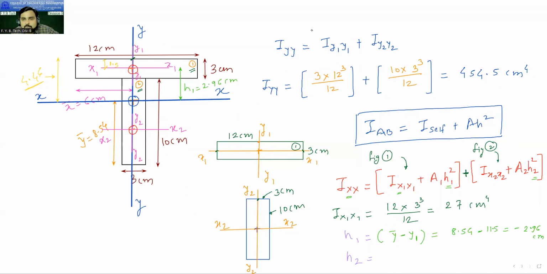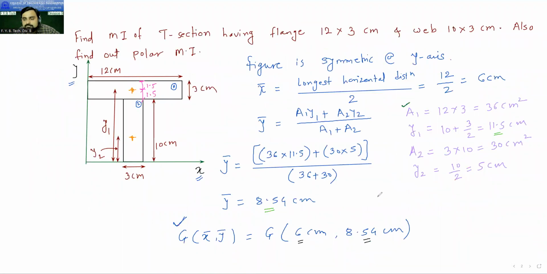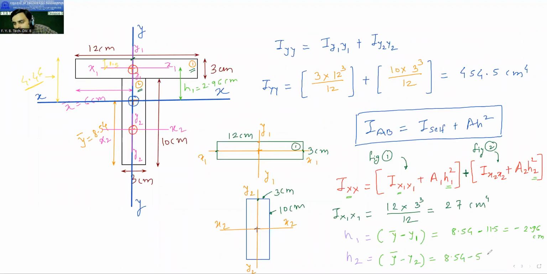H2 बाय फॉर्म्युलाने काय येणार आहे? H2 कसं लिहिणार मी इथं? y बार मायनस y2. y बार ची व्हॅल्यू आहे 8.54. y2 ची व्हॅल्यू किती आहे? y2 ची व्हॅल्यू आहे 5. बघा करून बघा, 8.54 मायनस 5 काय येते आन्सर? 3.54. आता डायग्राम वरती बघू आपण, इथं मिळते का बघू सेम.